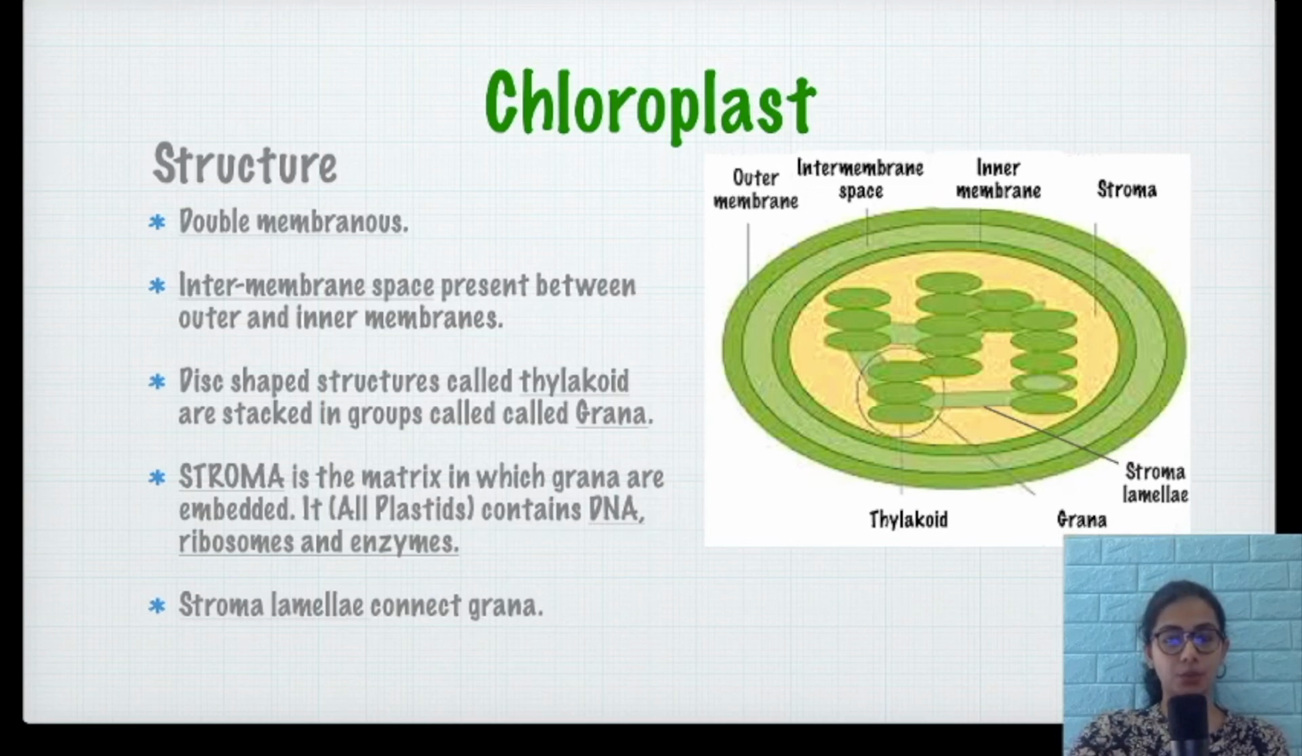So inside the stroma, the most obvious structures that you can see are disc-shaped structures. They are called as thylakoid. Now these discs are also grouped, and these groups are called as grana, right? And grana are connected by stroma lamellae, which is also membranous in nature. Now all these structures are present in matrix. Also the matrix, like the mitochondria, houses its own DNA, ribosomes, and enzymes.